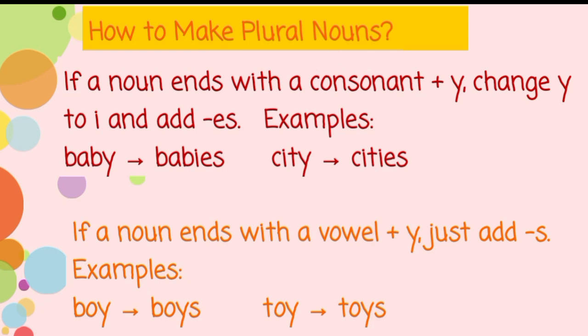Boys. Again, look here in city. City, before y we have a consonant. Therefore, we change y to i and then add es, cities. But look here in toy, we have y at the end, but before y we have the vowel o. So we simply add s and it will become toys.